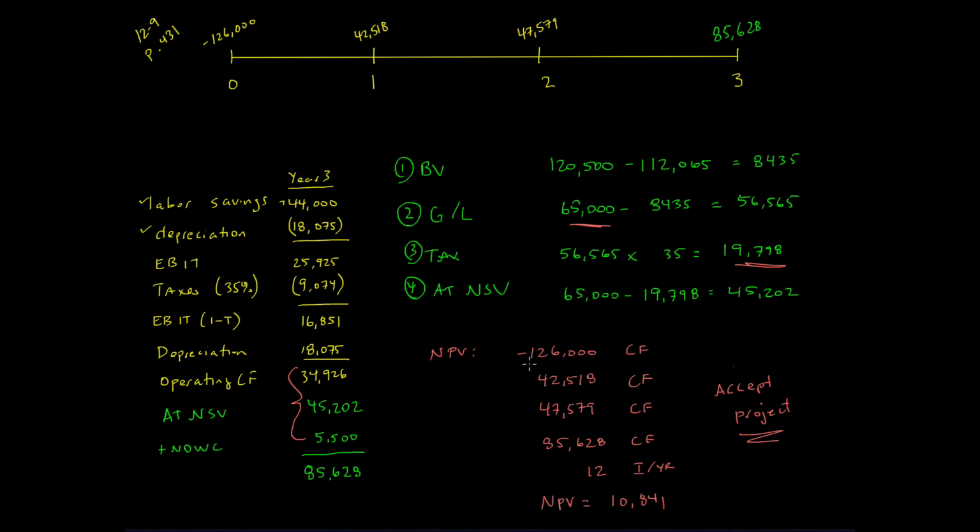Here are my keystrokes. Minus $126,000 from my initial investment outlay, $42,518 for my year 1 cash flow, $47,579 for my year 2 cash flow, and $85,628 for my year 3 cash flow. My weighted average cost of capital is 12% according to the problem. If I plug this into my calculator, my NPV is $10,841, which is positive, so I should accept this project.